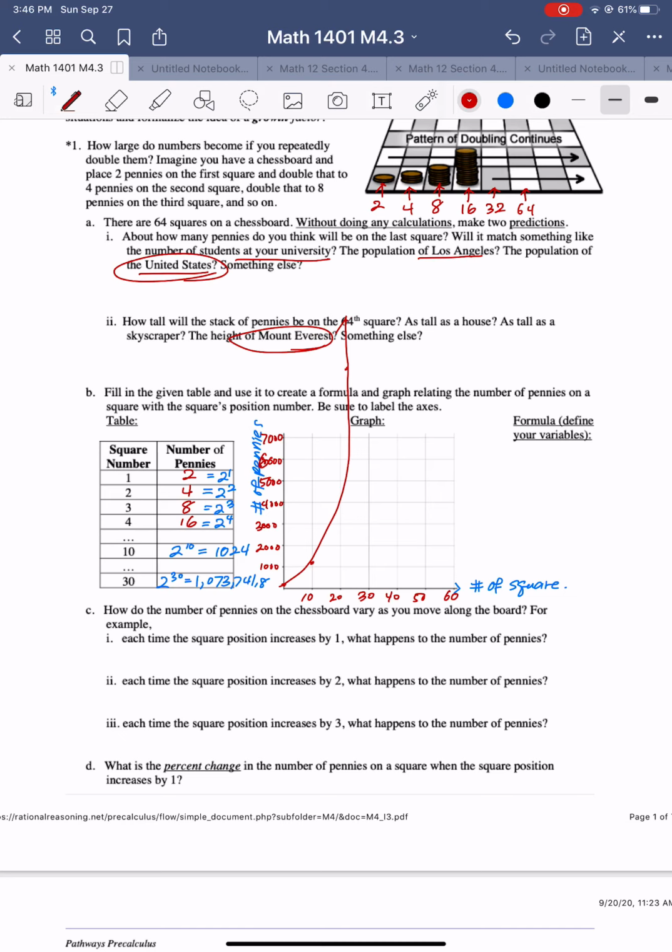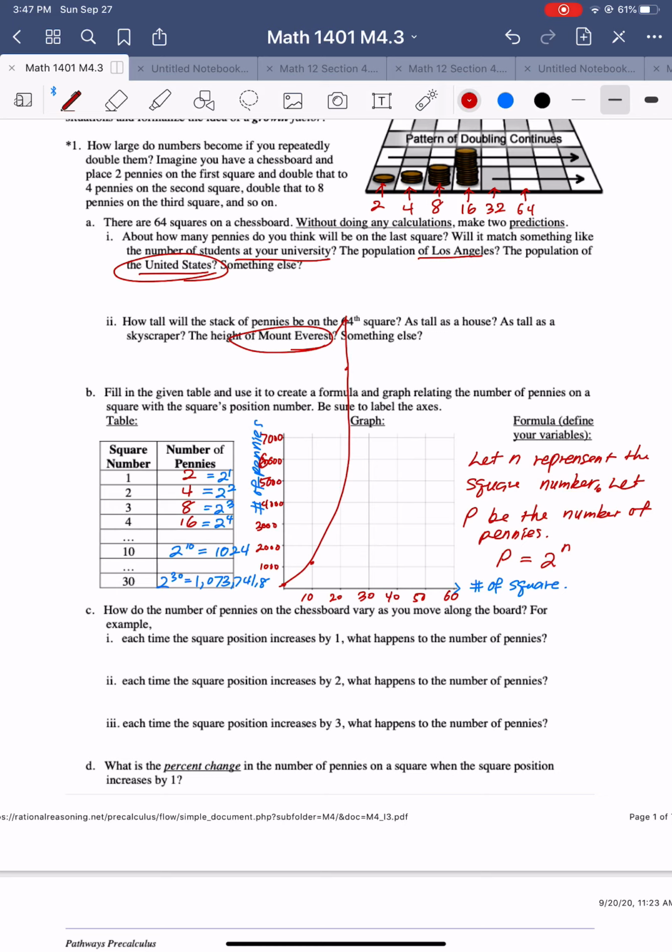All right, and then the formula that I already showed you, for getting the number of pennies. Let n be the square number, and let p be the number of pennies, and I can say p is going to be 2 to the nth power, right?